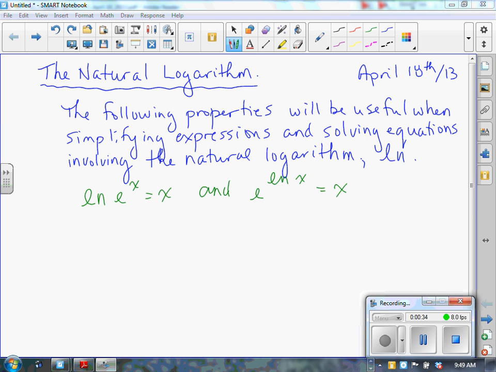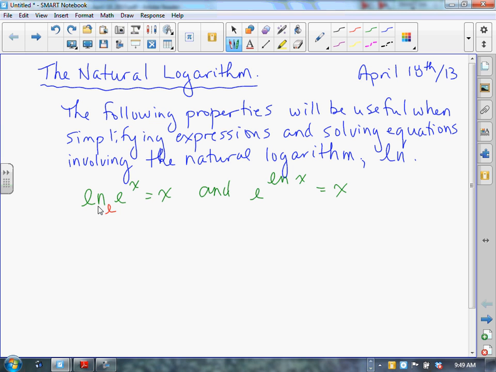The first one is the natural log of e to the x is equal to x. We could go through maybe in some kind of principle and show you that, but just recall that when you're writing the ln, the natural log, the base is e, okay? And same thing over here, the base here is e.